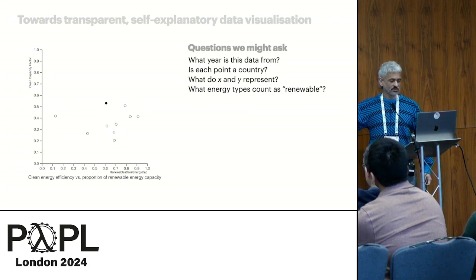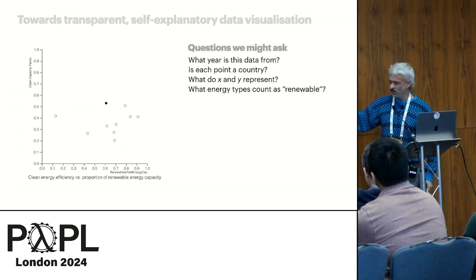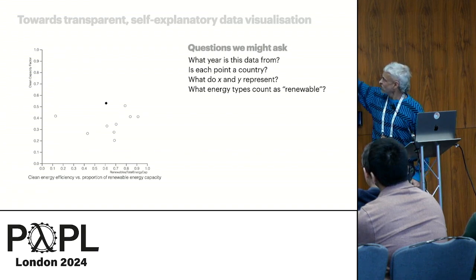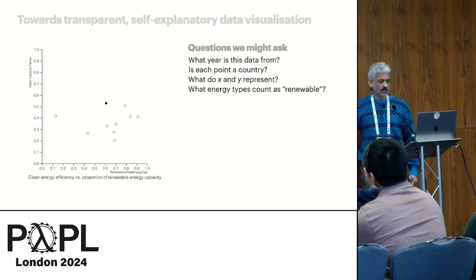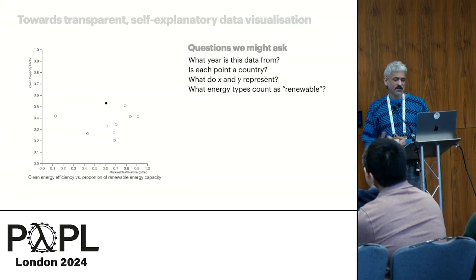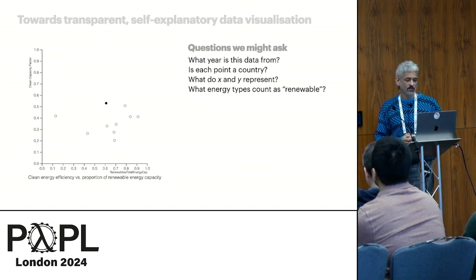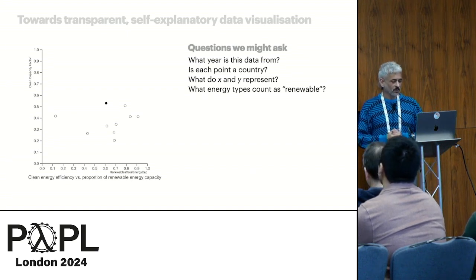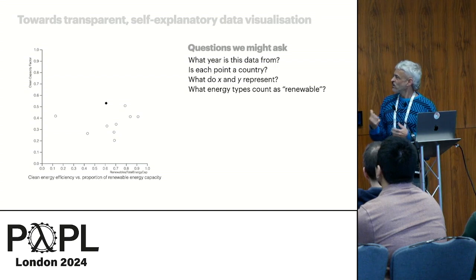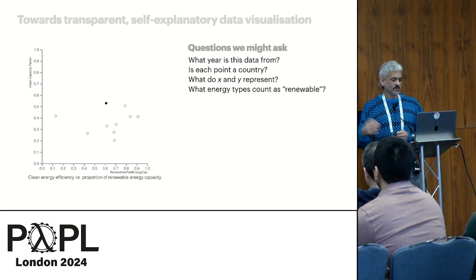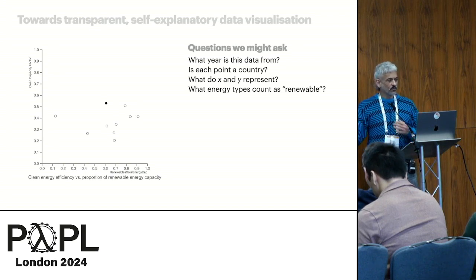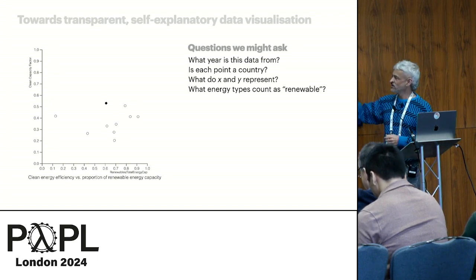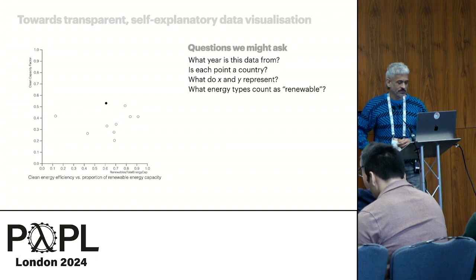Suppose we have this chart, which according to the caption is plotting clean energy efficiency, or perhaps clean capacity factor, depending on which part of the chart you look at, against the proportion of energy capacity attributable to renewables. Already that's quite a complicated sounding thing, and indeed there are lots of questions we might have in order to understand what we're actually looking at here. What do these points represent? What are the ratios that are being plotted? What kinds of energy are being considered? What counts as renewable and so forth?